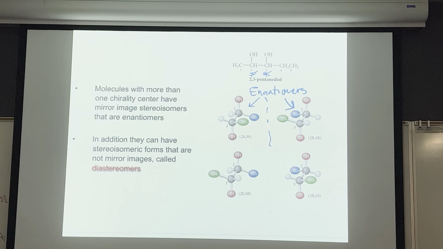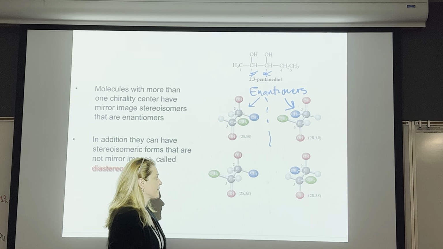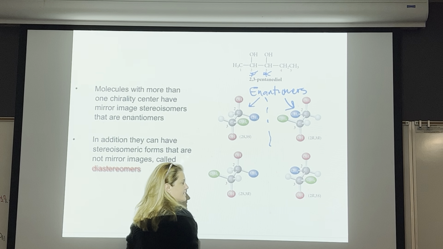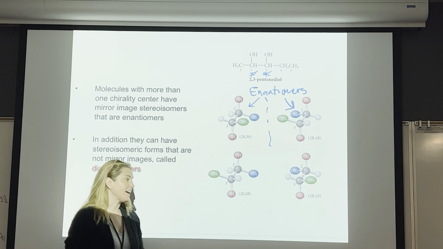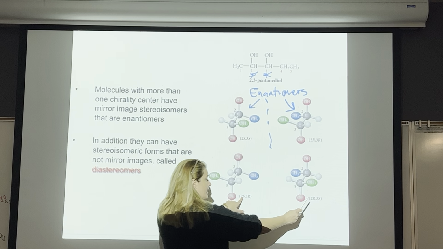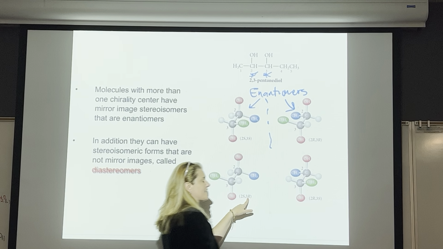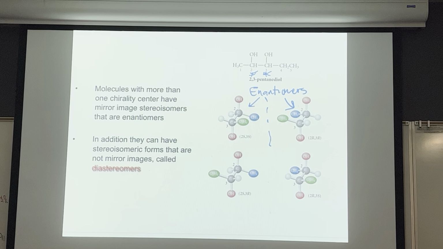Now I'm going to the bottom two. We have 2S, 3R, and over here we have 2R, 3S. Is this one the opposite of this one? Yes. 2 is S here and 2 is R here. 3 is R here and 3 is S here. So these two are what? Those two are enantiomers of each other.